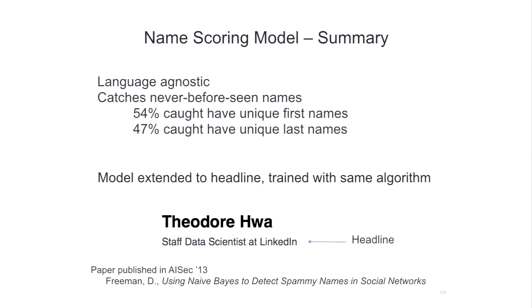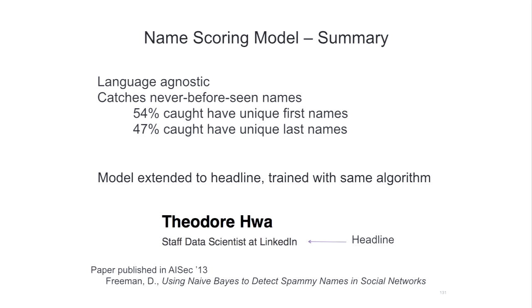So what's the high-level summary of the name scoring model? The best thing about the name scoring model is that it is language agnostic. Another thing is that it catches never-seen-before spam. Like 54% of the members caught with bad names have unique first names, and 47% have unique last names that we have identified. Now, given the success of the name scoring algorithm, we extended this to the headline scoring algorithm.